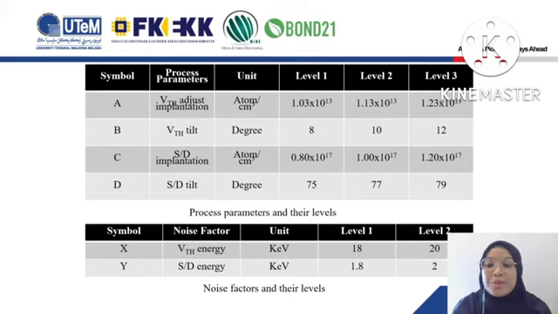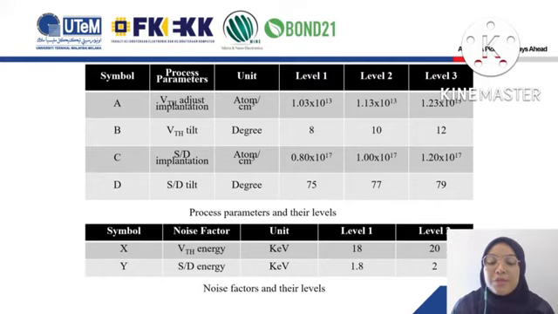The figure shows the process parameter and their levels. The symbol shows the process parameter. Symbol A, the process parameter is VTH adjust implant, while symbol B is VTH tilt angle, symbol C is SD implantation, and symbol D is SD tilt angle. And the levels for each parameter are level 1, level 2, and also level 3.